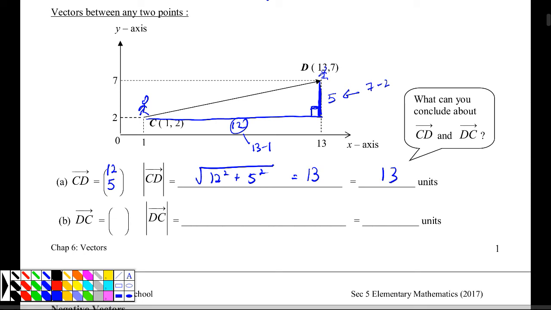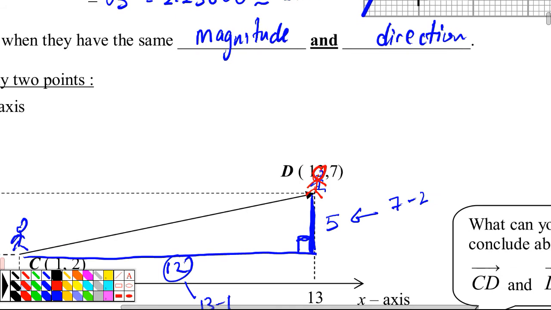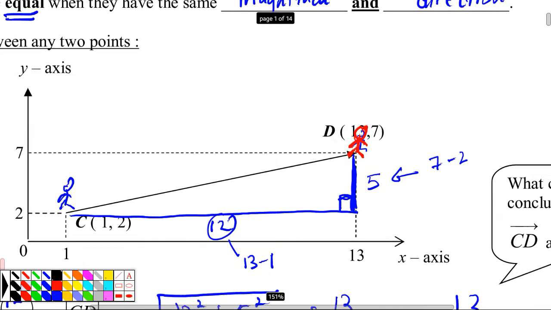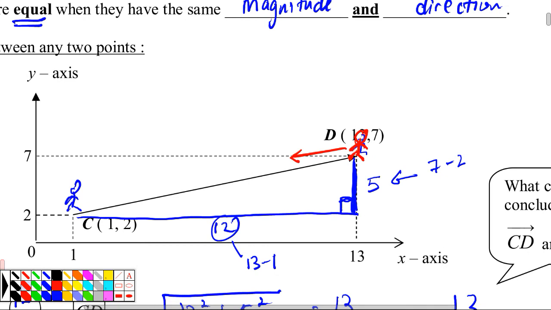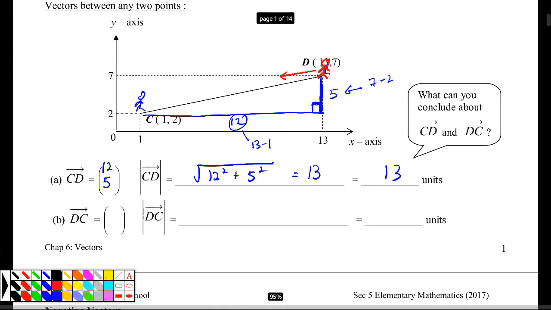Okay, let's try DC. DC starts from where? The top. So it's no longer with Khalis, right? So Marcus is here. Marcus is the red man. And what I want to do, I want to come down. Can I use the same instruction? You just walk 12 and 5. Can you? You cannot. You must give opposite direction, right? But opposite direction, what number do I use? Negative.